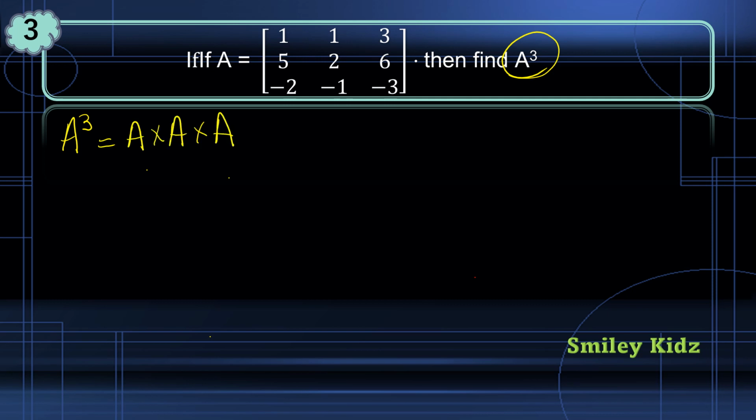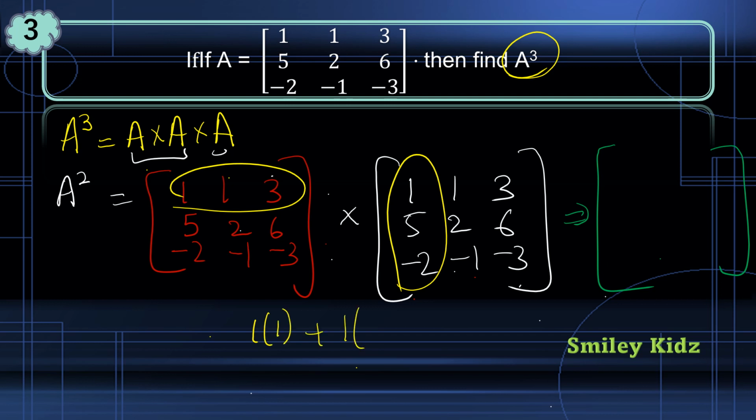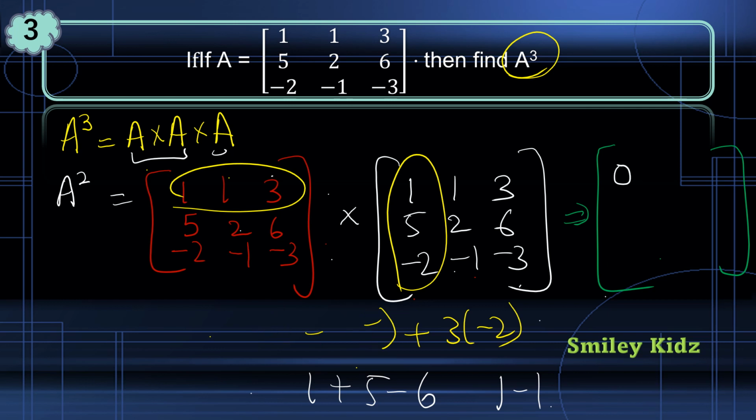Fine. Now firstly let's find out a square and then let's multiply it with a. That will be a into a. Now let's take the first row with the first column. That will be 1 into 1 plus 1 into 5 plus 3 into minus 2. That is 1 plus 5 minus 6. That is 1 minus 1 equal to 0. We have 0 over here.